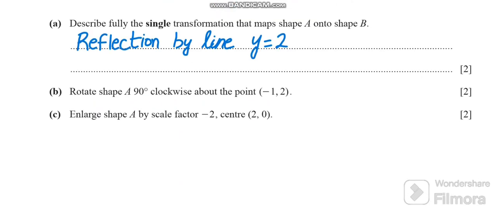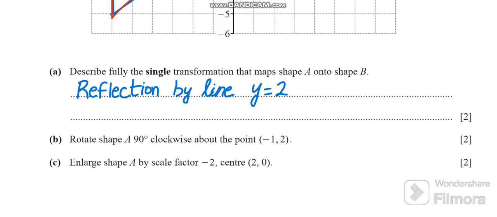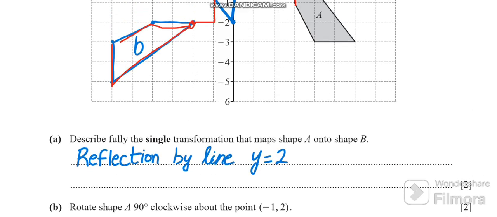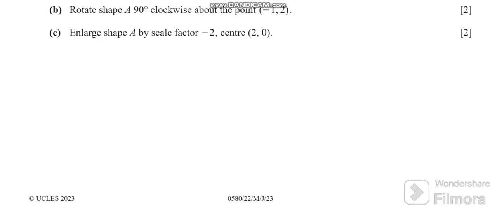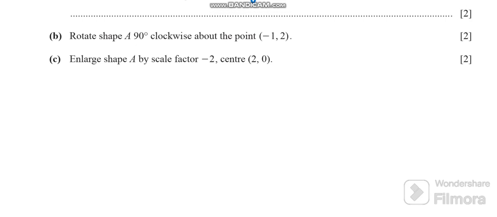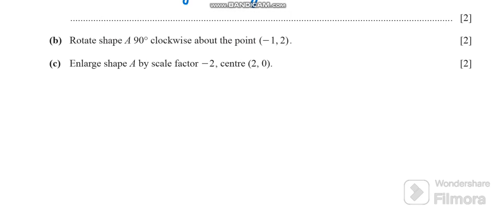Part C states enlarge shape A by scale factor -2, center (2, 0). So we have to enlarge the object A by scale factor of minus 2, from point (2, 0). Scale factor of minus 2 means that you have to enlarge the object almost double, which is times 2, but it should be in the opposite direction of where the current object is.